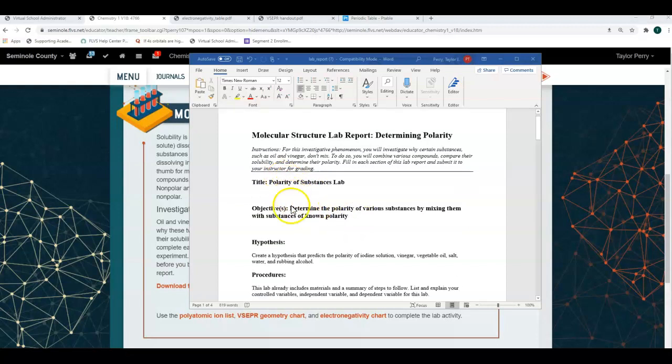Objectives, I kind of just said that. Determine the polarity of various substances by mixing them with substances of known polarity. All right, that's the objective. And you can sort of come up with your own objective, but that is the basic one.